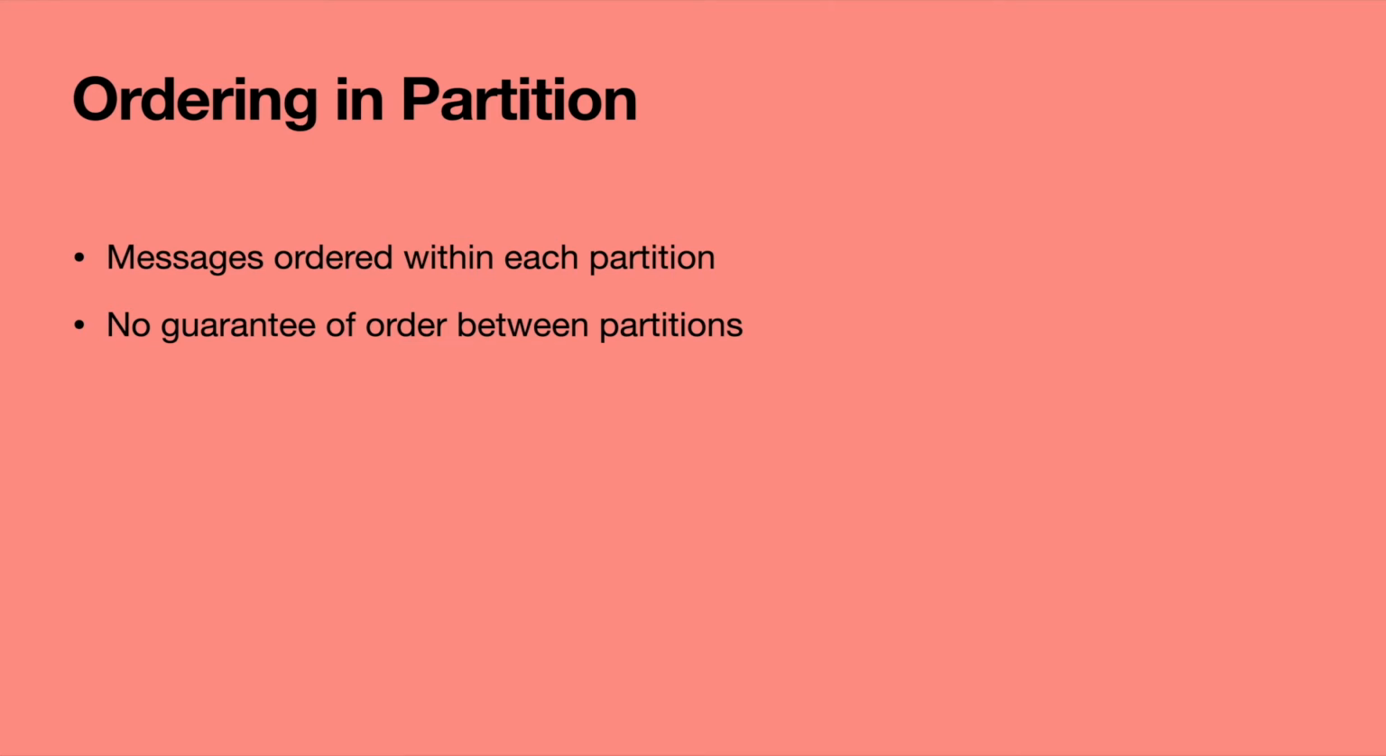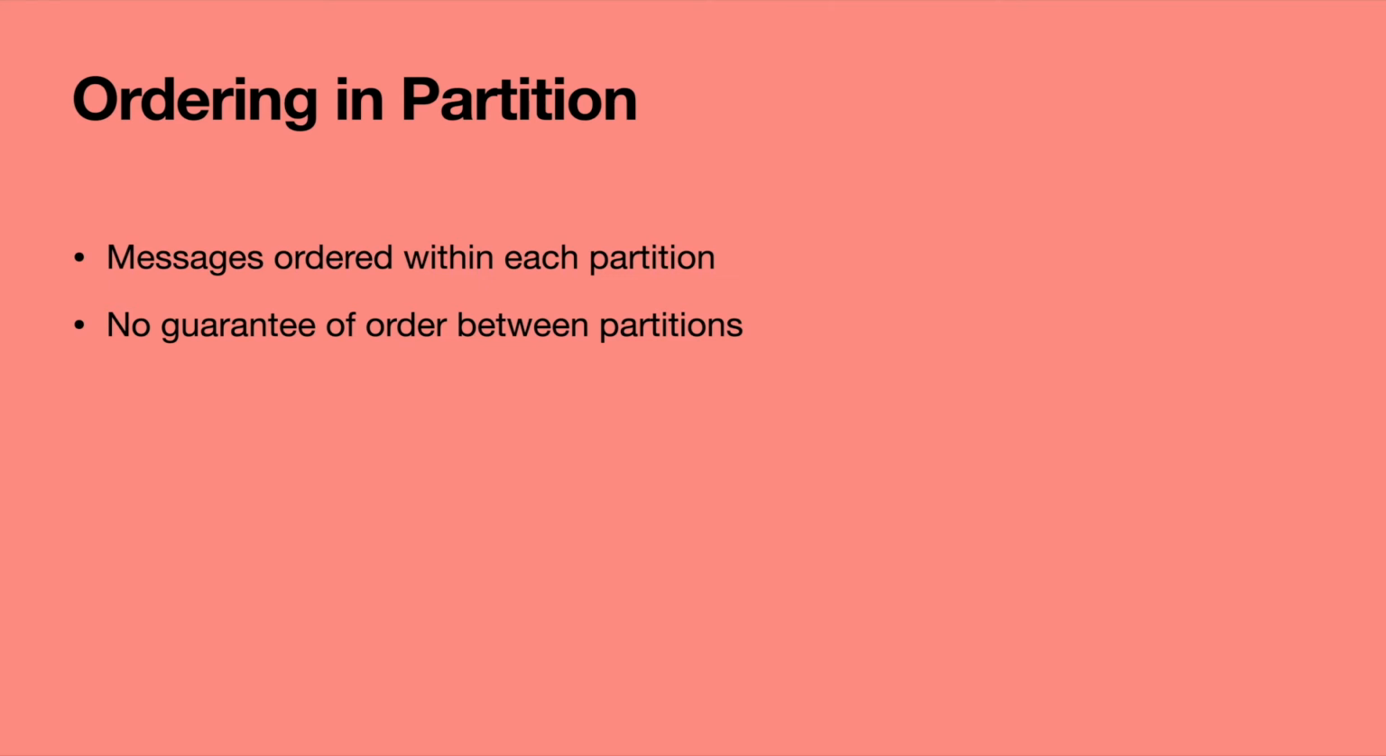Now that you have multiple partitions for a Kafka topic, ordering becomes an issue. As I mentioned in one of the previous slides, the most important guarantee that Kafka gives you is the order of messages. So if you wrote 200 messages in a certain order in one partition, when you're reading from that partition, you're going to be reading those 200 messages in the same order.